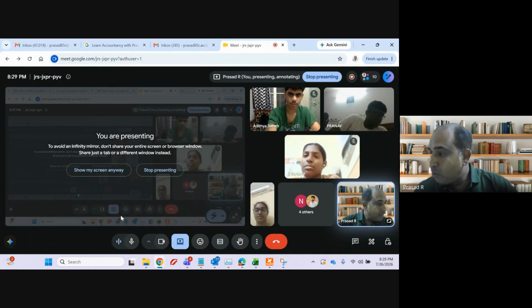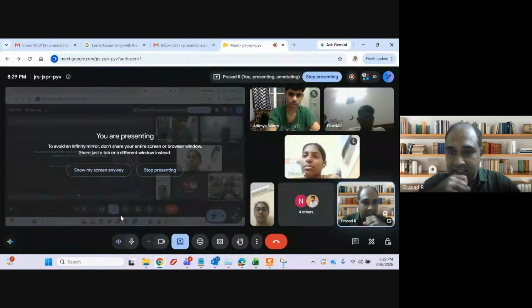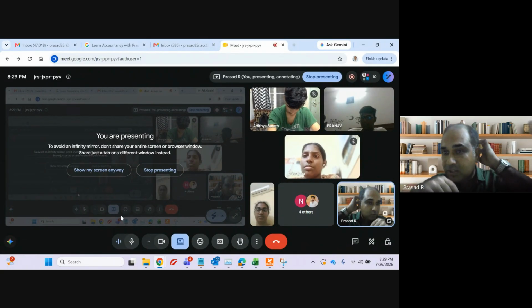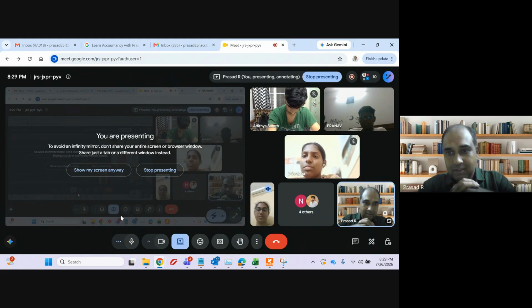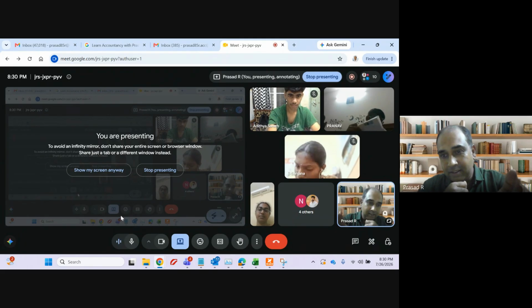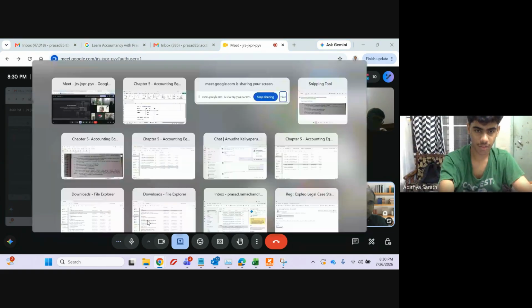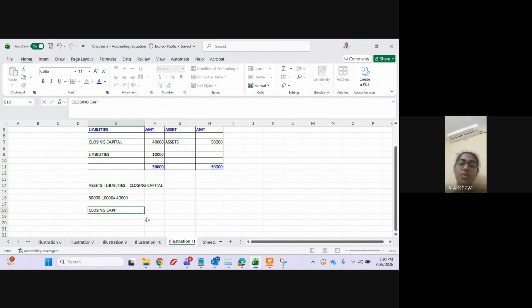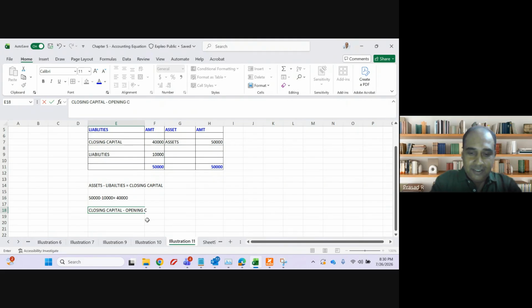In the question they have given opening capital as 30,000. Now it has become 40,000. Then what will be my profit during the year? 10,000. Fantastic, you created a formula. What is the formula you created, Akshay? Closing capital minus opening capital is equal to profit. Yes, you created a formula now.